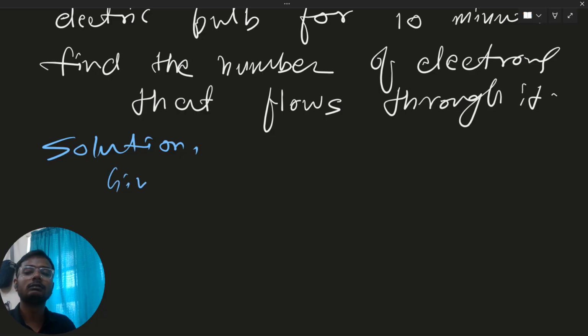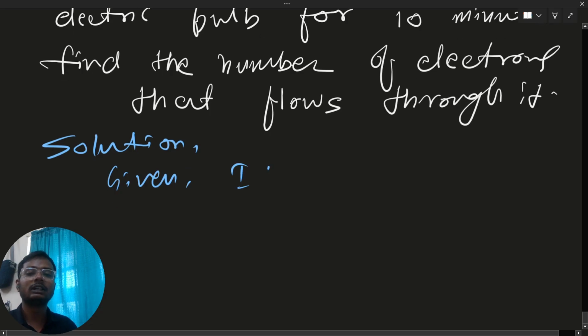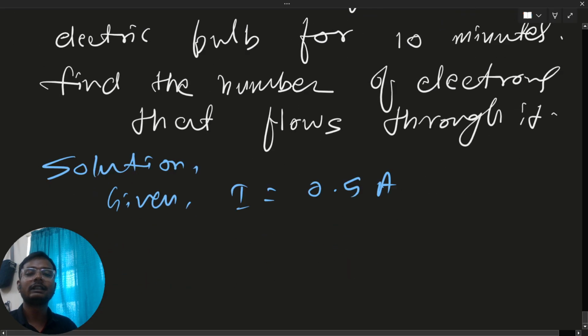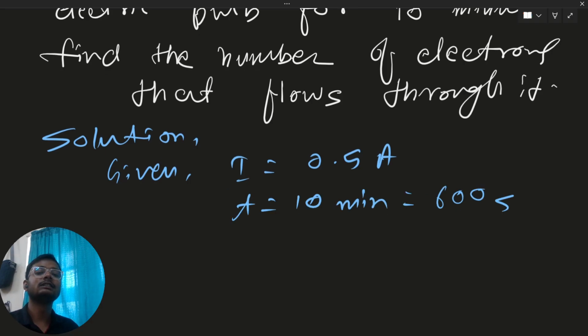See, again, what all things are given? Current of 0.5 ampere. This time current is given. I is equal to 0.5 ampere. It is already given. And the time is given. T is equal to 10 minutes. It means how many seconds? 600 seconds.